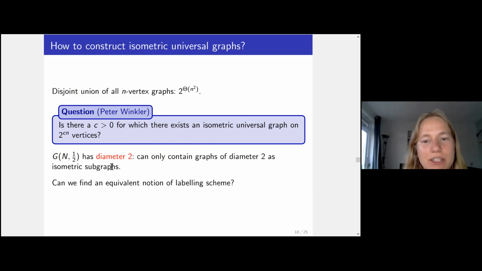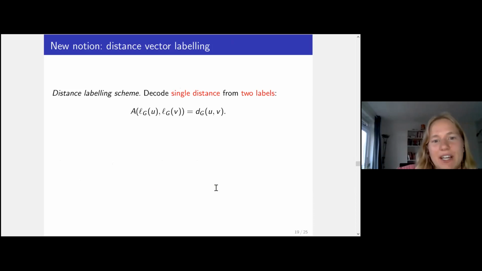But for isometric, they're going to be very bad because they have diameter 2, so they can only contain graphs of diameter 2 as isometric subgraphs. That doesn't help us directly that much. So a natural direction is to try to find a different notion of labeling scheme, because that was really useful for the induced universal graphs. But what should this notion be?